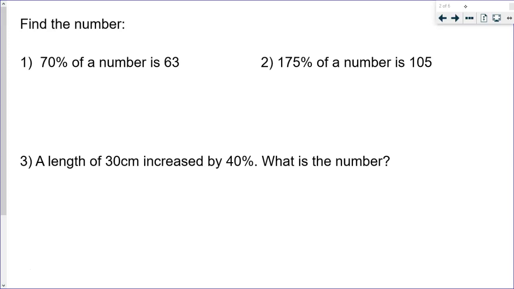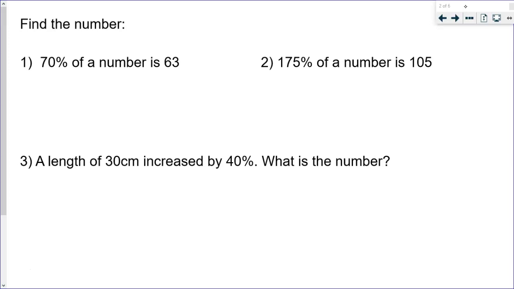Alright, so some of this shows up from the last lesson. We're talking about 70% of a number is 63. This is different, okay? We're actually trying to find that number. When they're saying of a number is 63, we want to know what number 70% of makes 63.